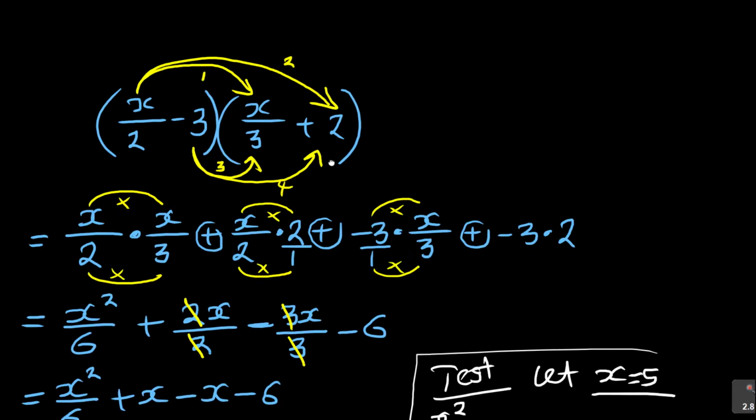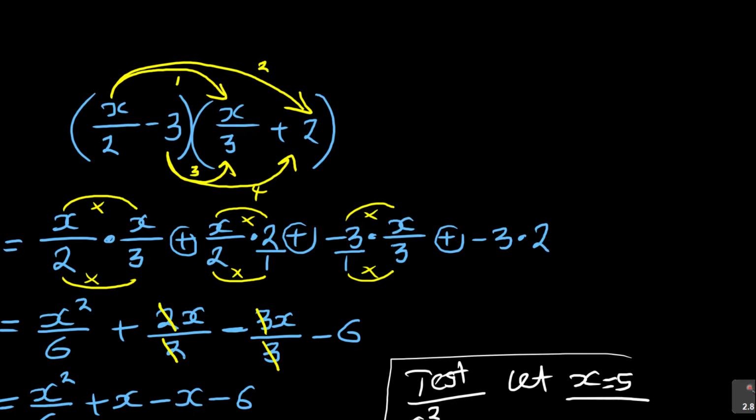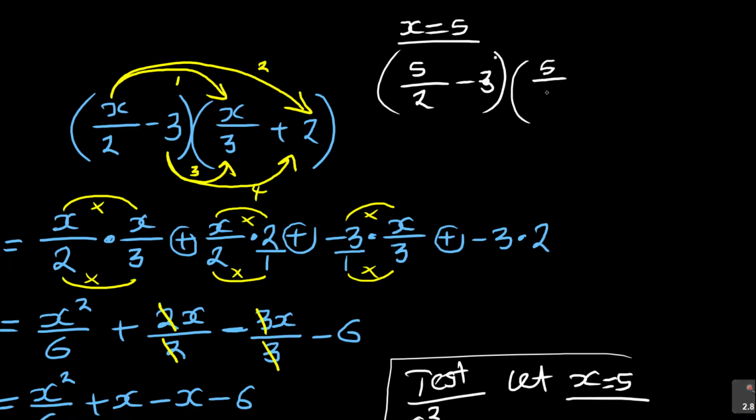Let's go to the top. Remember here, what are you having? You said our x is 5, right? So let's substitute now. We have got 5 over 2 minus 3. Alright, and then also we have got 5 over 3 plus 2. Let us see what it gives us when we do that. Again, let's calculate it straight away. I'm just using the calculator straight away.